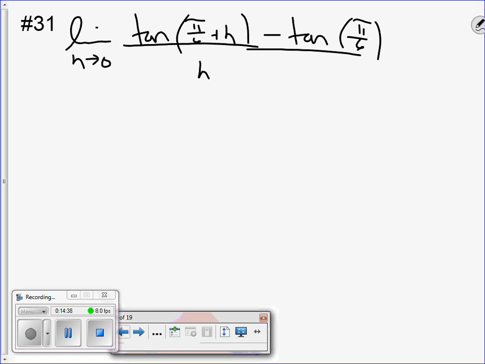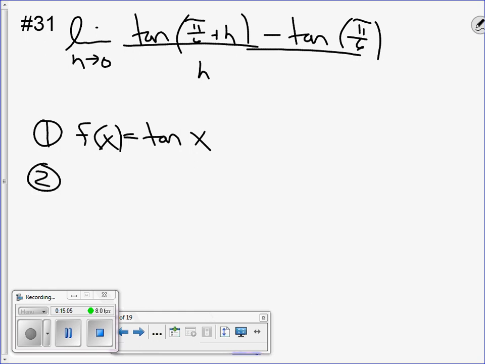The first thing you should do for these, it's a 2 or 3-step procedure. Always identify what f of x is. Now, if they put a number in, just imagine the number they put in as an x. So this would be f of x. That would be the minus f of x. Now remember, this whole limit equals the derivative of that function. So the second thing you should always do is take the derivative of that function. What is that? Secant.